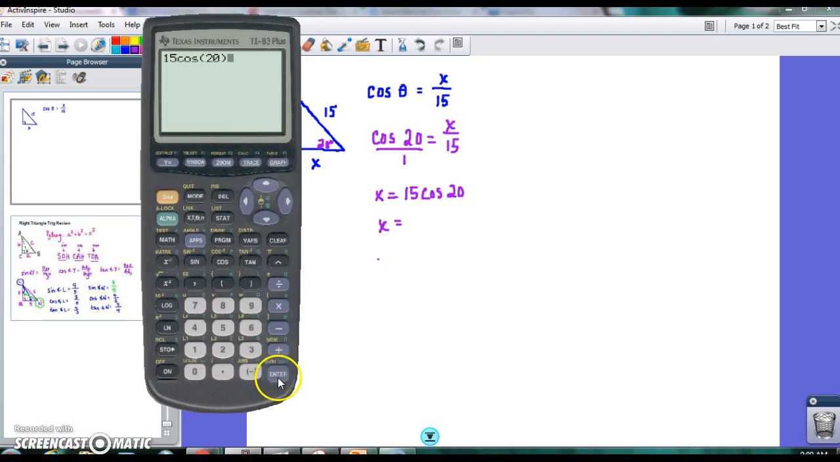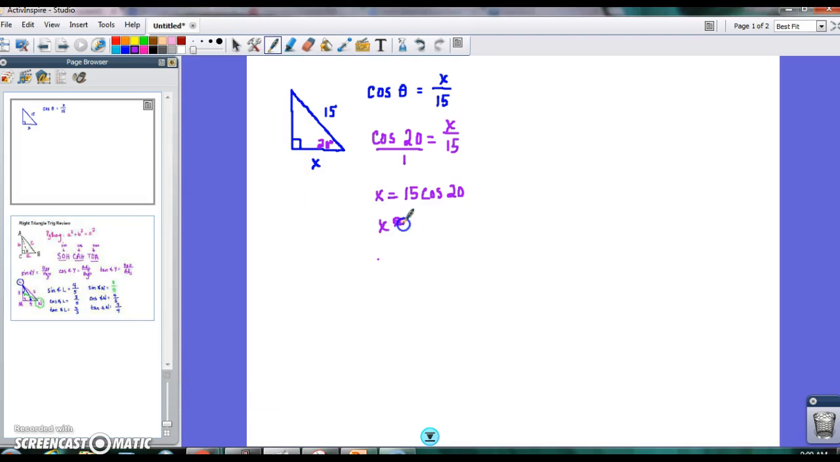If you don't close your parentheses, it's not wrong, but it's good to get in the habit of closing your parentheses. Okay, so it's roughly 14.1 when you round it to the nearest tenth. Okay, so that's how you would do that.